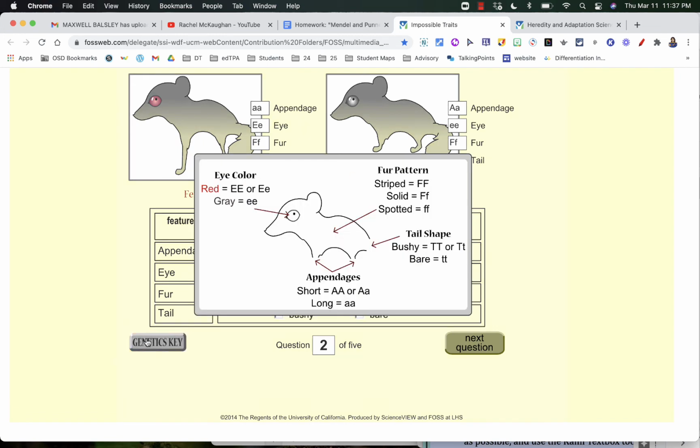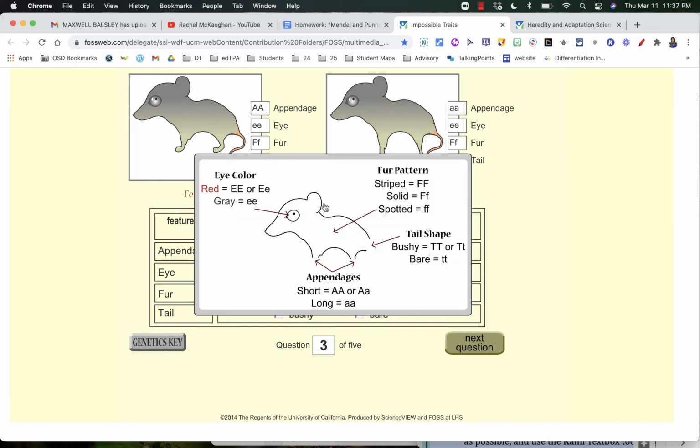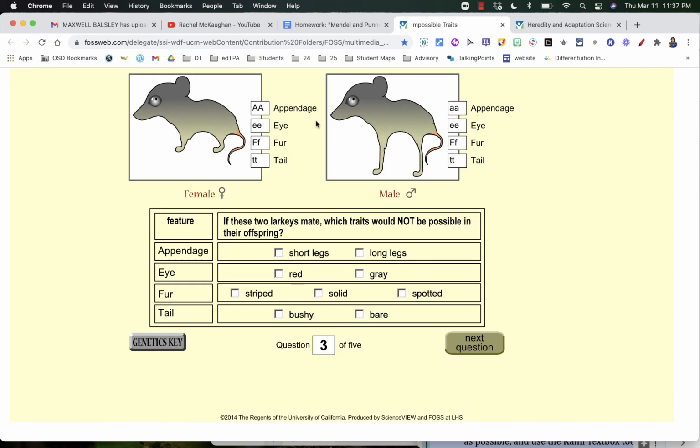Can you get the bare tail? Little t, little t. You can get little t from this one. No little t over here. Can't get a bare tail. Next. Okay. Legs. Big A, little a. So you can get short legs, but you can't get long legs because this parent doesn't have a little a to give you. Long legs, impossible.